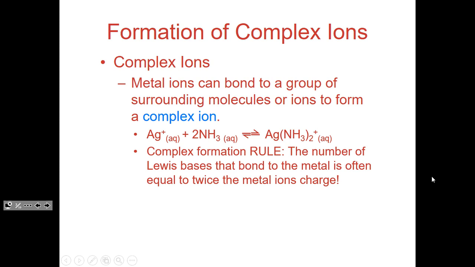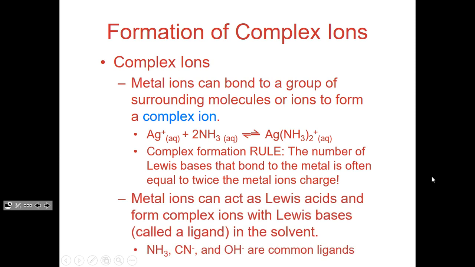Now, this mentions it's a number of Lewis bases. Well, ammonia, remember, is a Lewis base because it's providing the electron pair that is being attracted to the metal cation. So remember, have pair will share is a Lewis base, so the silver is acting as a Lewis acid. Now, metal ions that can act like Lewis acids like this form complex ions with these Lewis bases. Another name for the Lewis base is a ligand. So some common ligands in solution situations would be ammonia, cyanide, hydroxide, water. All of those can form ligands or be Lewis bases in these metal complex ion formations.